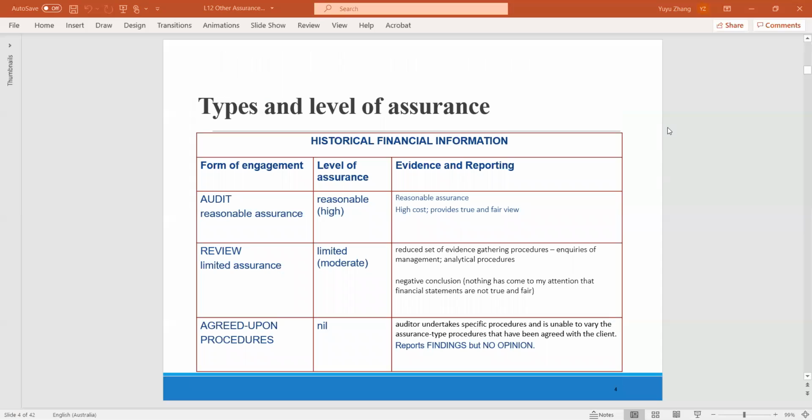And for the financial statement audit, they are providing a reasonable level of assurance, but for review services and also for most of the other assurance services, usually they provide a limited level of assurance. And if it is about fact finding agreed upon procedures, of course, as we mentioned before, there's no assurance in those kinds of fact finding agreed upon procedure engagements.